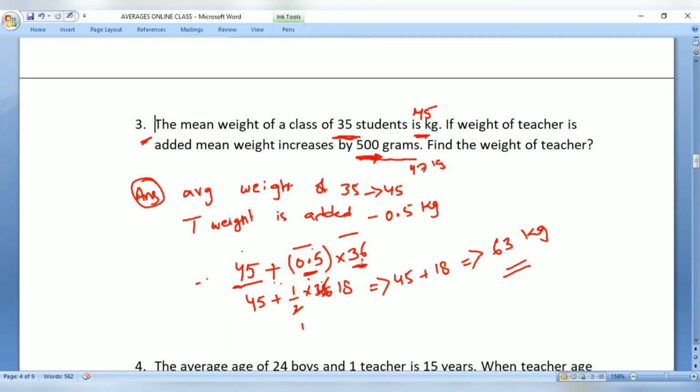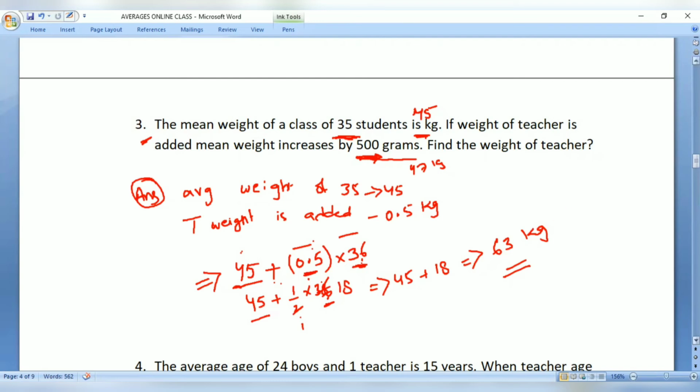Why are we doing this particular step? Out of the 35 students and 36 students, the difference, if we obtain the sum, we will be able to find out the exact value of the person who is added. So here the average remained same, 45. 0.5 means half, and the new number of persons is 36 now. Upon solving, we obtained the weight of the teacher as 63 kg.